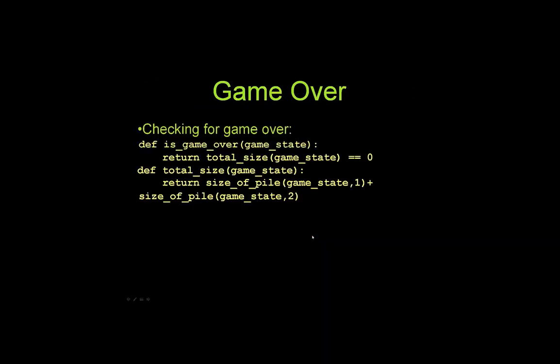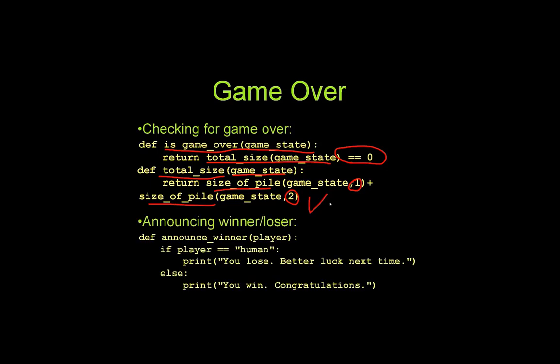Next, game over. How do we do it? For game over, given a game state, you just check whether the total size of the game state is 0. Once there are no coins, the game is over. What is the total size of the game state? Well, you just take the size of pile 1 plus the size of pile 2. So very simple again. How do you announce the winner?